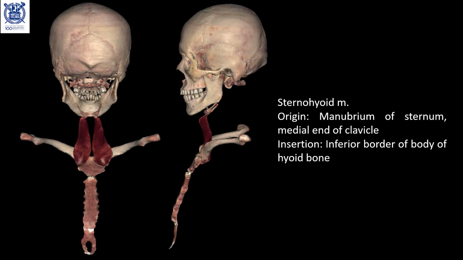This muscle is innervated by a branch of ansa cervicalis and is supplied by the superior thyroid artery. The sternohyoid muscle performs a number of functions. It depresses the hyoid bone, and it helps with speech, primarily to do with volume rather than the intonations. And it helps to move the head and neck.